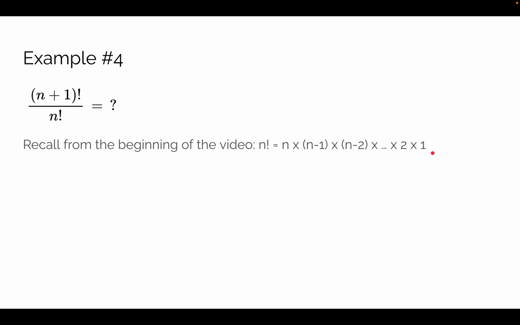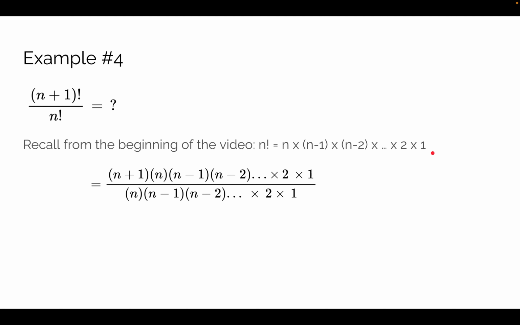So let's just write that out in an expanded form in our fraction form. This is what it looks like. We have n plus 1 times n times n minus 1 all the way to times 2 times 1. And in our denominator, we have n times n minus 1 times n minus 2 all the way to times 2 and times 1. Similar to our previous example, if there's only one factor in the denominator, it can be canceled out or divided out by the factors in the numerator. We can see that this n times n minus 1 times n minus 2 all the way to here is the same as this n times n minus 1 times n minus 2 all the way to times 2 and times 1.